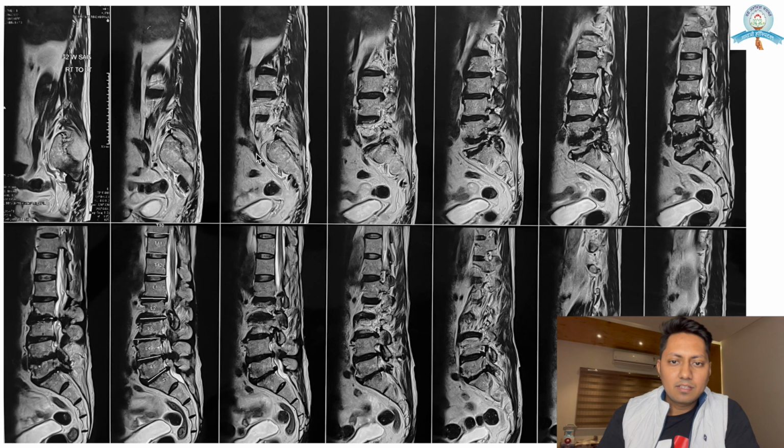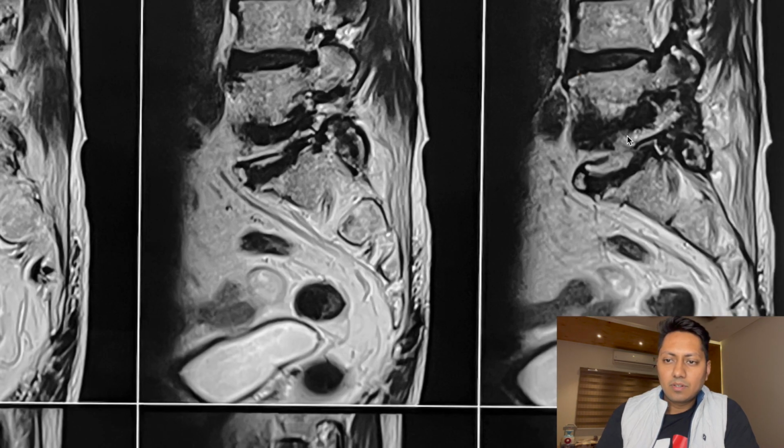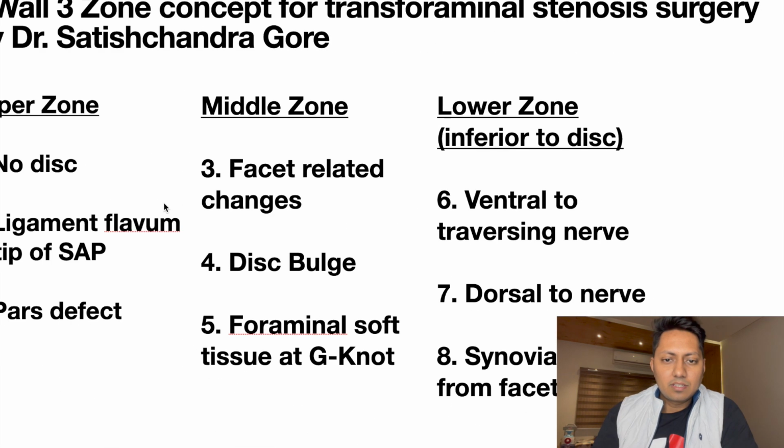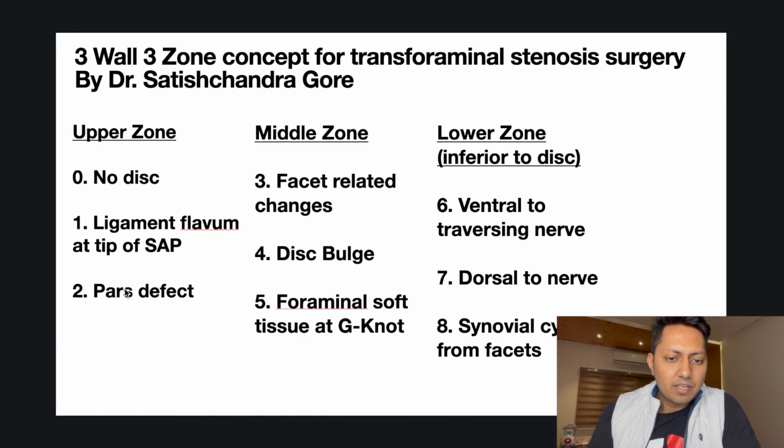In our case, I'll just show you again. There is this ligamentum flavum hypertrophy in the upper zone, and there is some foraminal tissue over here which is causing compression of our exiting root L4 at the L4-5 level. So our first target would be this ligamentum flavum hypertrophy. There is no pars defect in our case, so that will not be there.